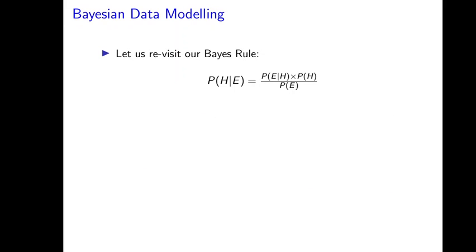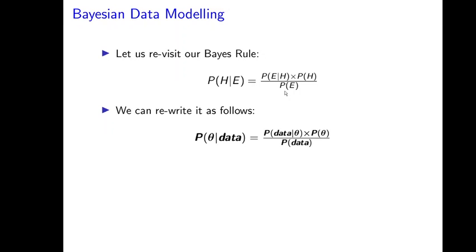Now let's revisit our Bayes theorem, which we defined in the previous video. The probability of the posterior, which is the probability of the hypothesis given the evidence, is equal to the probability of the evidence given the hypothesis times the probability of the hypothesis, divided by the probability of the evidence. We may rewrite the formula to be more practical and more usable in our real life applications, as follows.